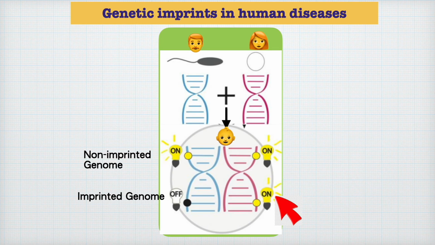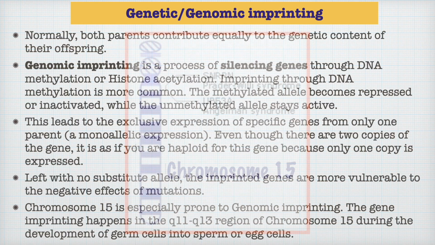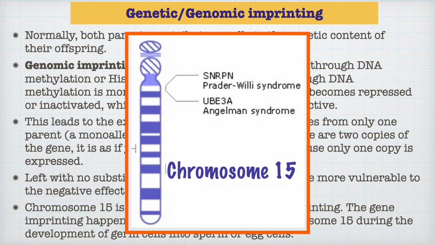It leads to a situation where despite two alleles of the same gene being present, they behave as if there is only one allele. The silenced one is as good as non-existent. Left with no substitute allele, the single active allele is highly vulnerable to mutations. Chromosome 15 is especially prone to genomic imprinting.